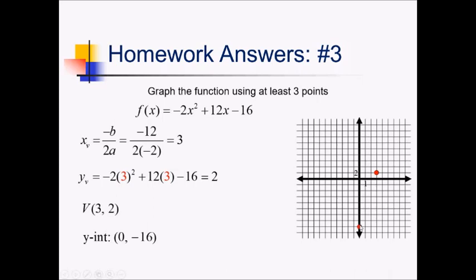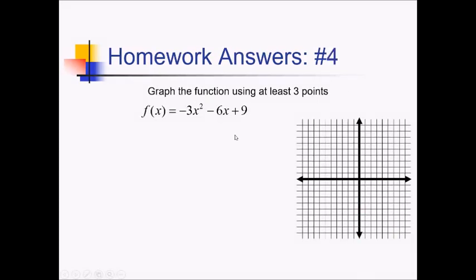And I'm going to use symmetry to get one more point. Since this is my vertex at x = 3, that means I have a line of symmetry at x equals 3. So if my y-intercept is 3 to the left, that means there's a symmetrical point 3 to the right over here from that axis of symmetry. So there we go for our third point, and now just graph the parabola connecting those.